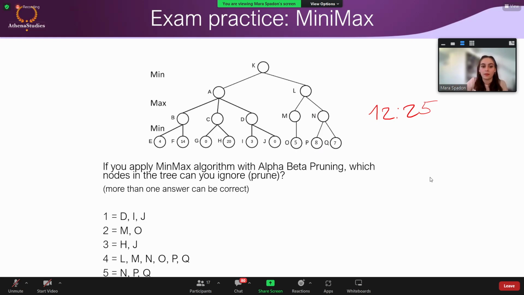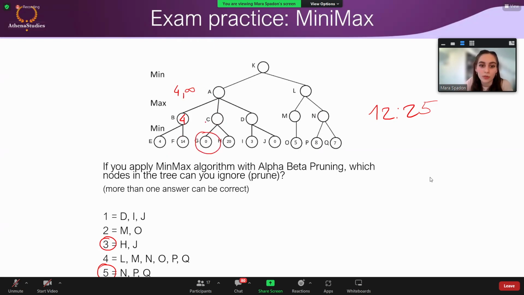Okay, so I'm seeing a lot of people saying 3 and some also saying 5. So let's go through it together. We check for this first one, Min will choose 4, right? So what do we know for Max? We have at least 4. So then our question is, do we check the rest? In our case, we do have to check this one, because imagine if it is bigger than 4, then Max will have another outcome, right?